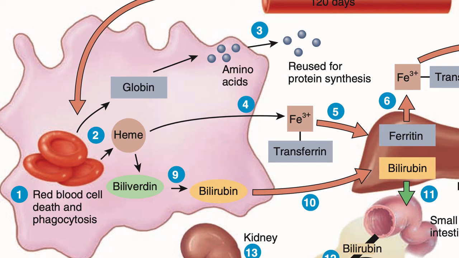Now let's focus on number 4. I hope you can locate the number 4, the heme part. The iron is in this component, the heme. The iron is removed from the heme in the form of Fe3, which associates with the plasma protein transferrin, which is a transporter for Fe3 in the bloodstream. This is important.